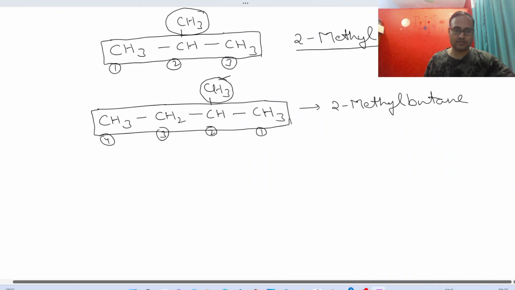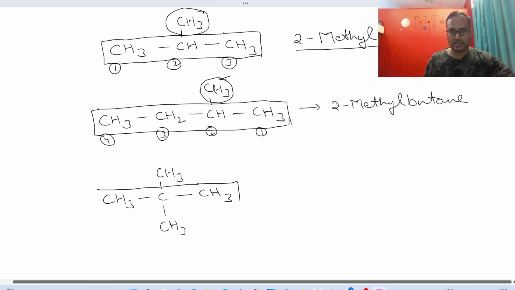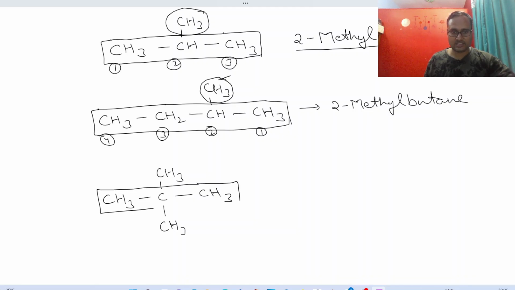If we have one more example like this, CH3C, suppose 2 substituents are present on a single carbon atom. Again we need to select the longest chain. In this case also we will take the straight chain as the parent chain. Put the numbering 1, 2 and 3.